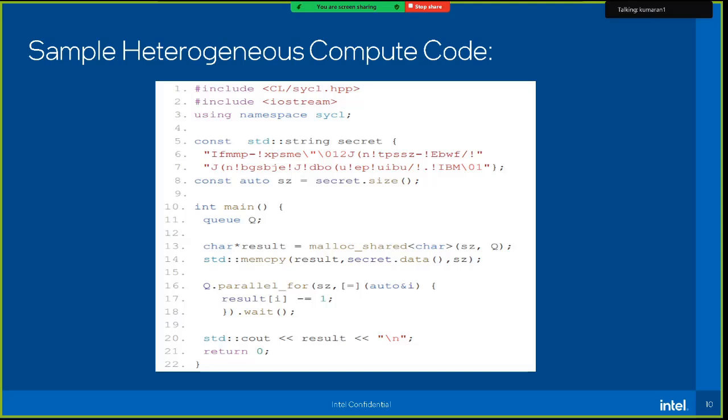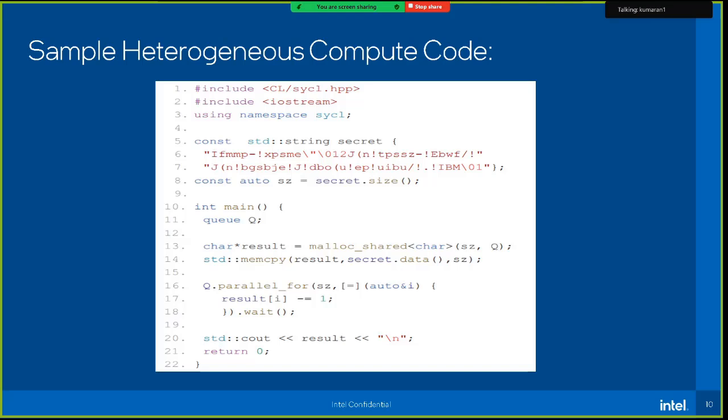This is a very simple heterogeneous compute code. So you include your SYCL headers, and then you use the namespace sycl, and then you have an input string. The input string is something where you want to decrement every input character in this string. So that is the whole idea of this simple DPC++ code.